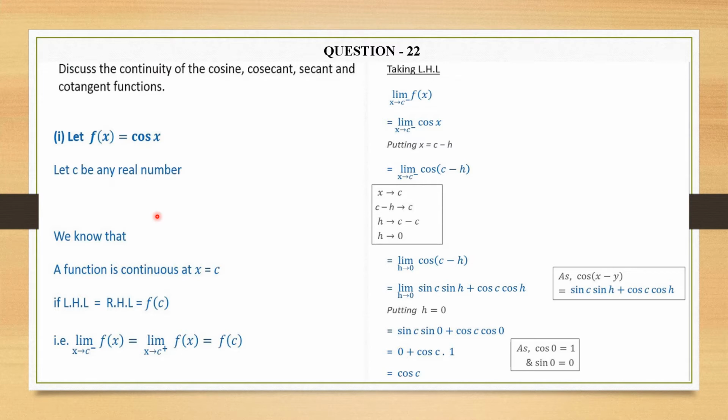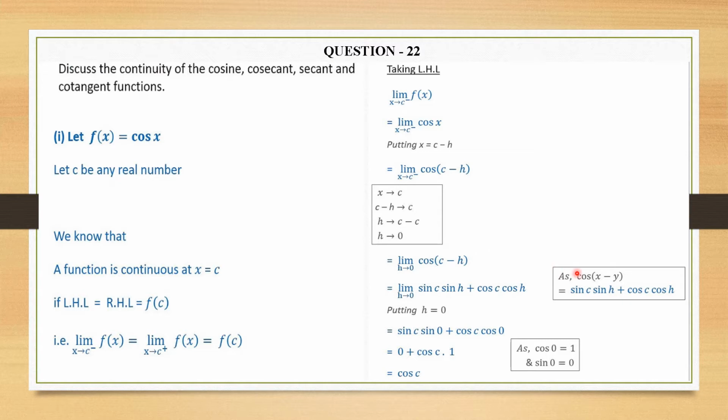Let c be any real number, because we are checking it for a general real number. The function will be continuous at c when LHL, the left hand limit, equals the right hand limit, equals the value of the function at c. So take the left hand limit: limit x approaches c from the negative side of f(x), which is cos x. Put x equal to c minus h. As x approaches c, h will approach 0. So this becomes cos(c minus h).